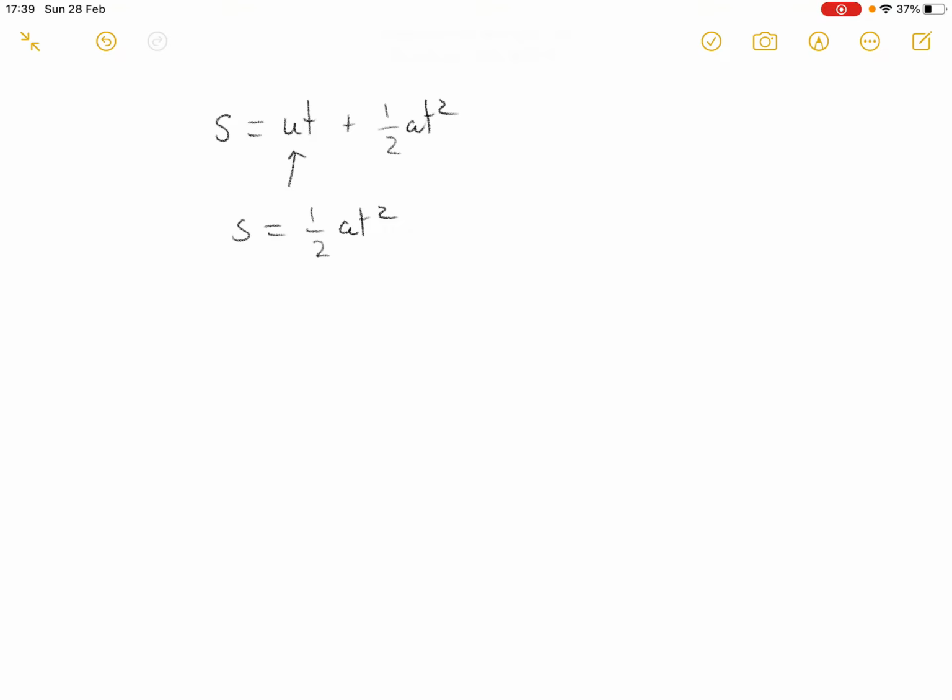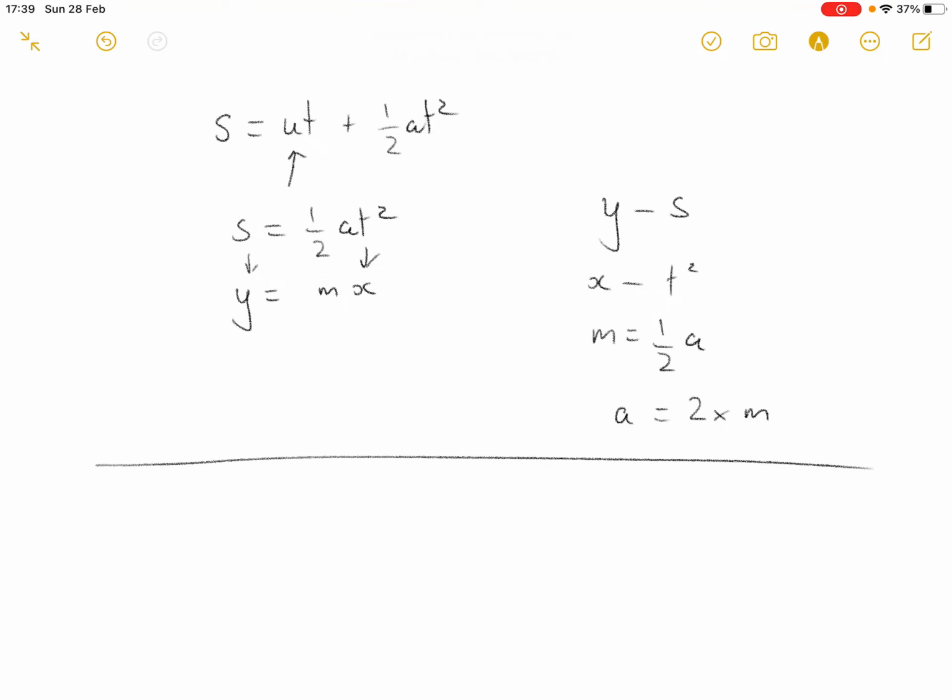You should know what it is you're trying to do, what data you're trying to collect, and what data you need to graph. Now, I'm trying to find a, of course. This is already in the form of a straight line graph. If I put s, the displacement, on the y-axis, and t squared on the x-axis, then the gradient will be half of the acceleration, and that's what I'm trying to find. So the acceleration will be 2 times my gradient. That's the goal here. So I need to measure some s values and some t values and go ahead from there.